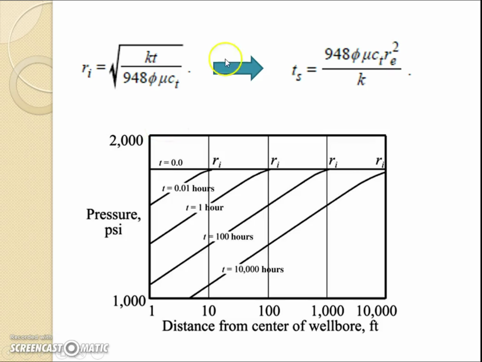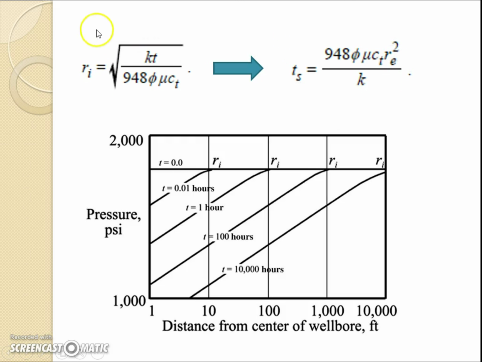Allow me to explain more on these two equations and the graph here. From the first equation, if we have a set of times, we can have a set of radii of investigation, or the distance the pressure disturbance has propagated. From the first equation, we can also see that as time increases, the distance the pressure disturbance has propagated also increases. Let us move on to the next equation.